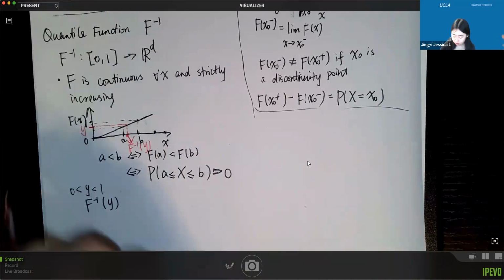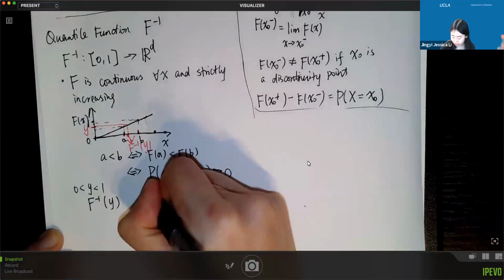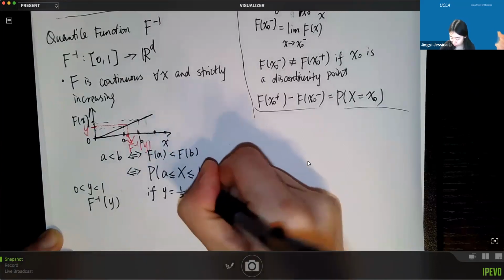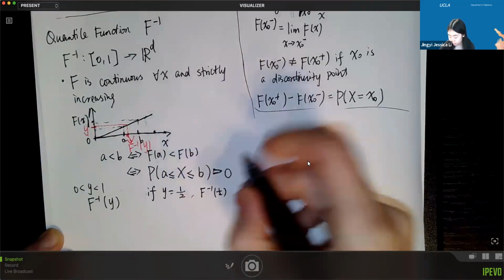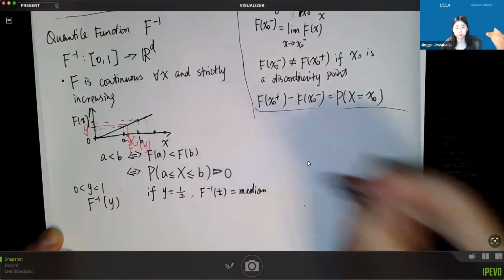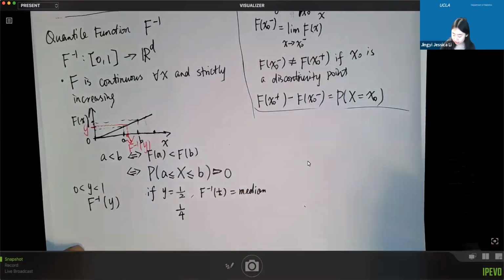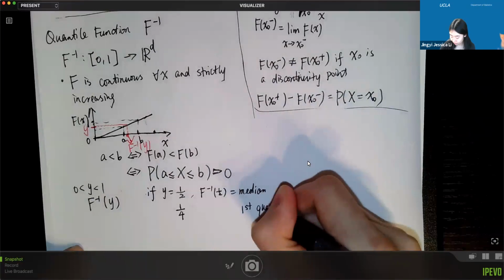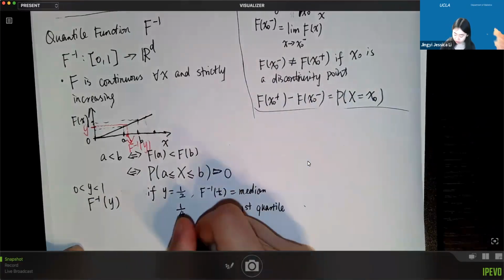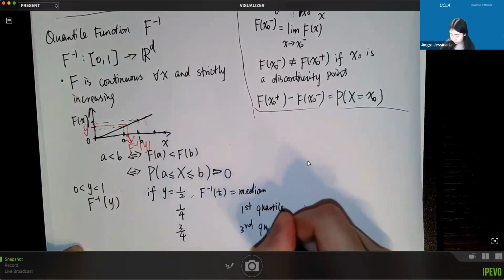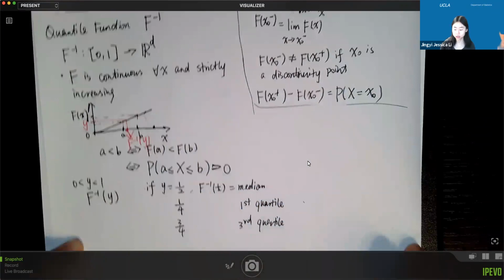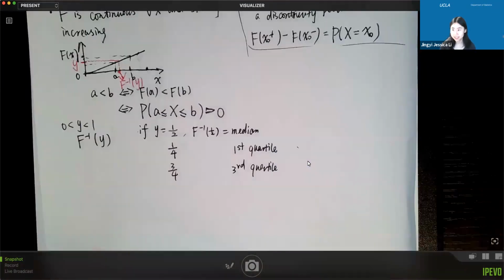So let me write this down. If y equals 1/2, then F inverse 1/2 is called the median of a distribution. And if y is 1/4, then we say this is the first quartile. If it's 3/4, then we say it's the third quartile, and so on. So in other words, the quantiles are actually points in our domain, and they are defined based on the CDF value they correspond to. That's the quantile definition.